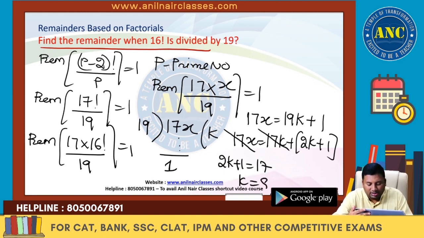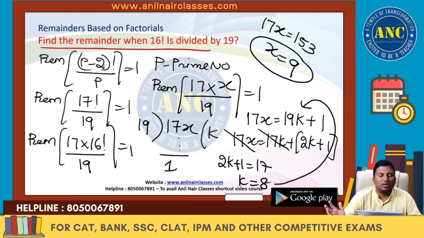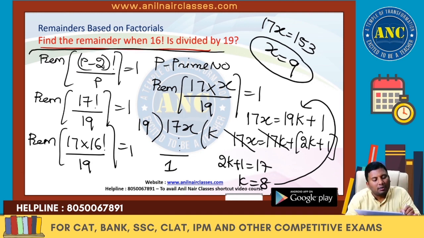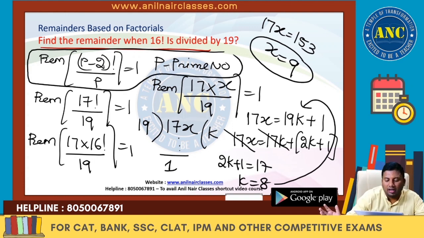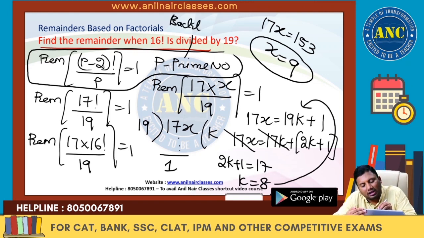K value is 8. If I substitute here, 17x is 152 plus 1, 153. X value is 9. I hope the idea is clear. Remainder 1: (P minus 2) factorial divided by P is 1 when P is a prime number. Again, what did I use in this question? I used the backtracking method in this question.